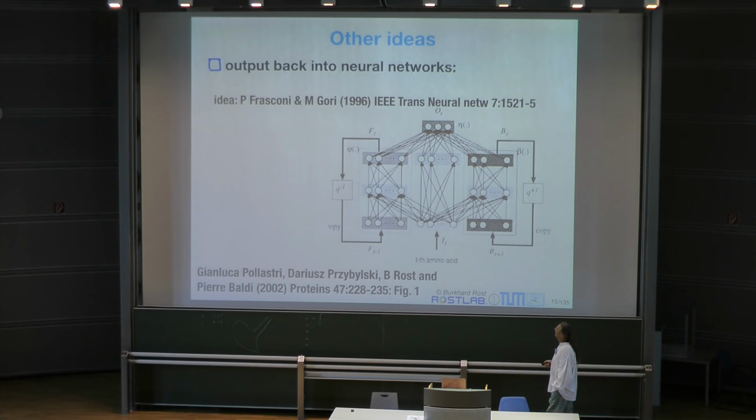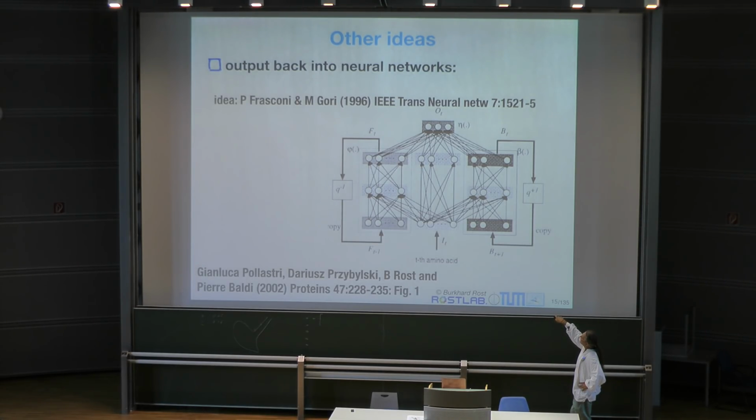Okay, so here is a slightly different way of doing it that goes back to Gianluca Pollastri. Ultimately, the idea goes back to Paolo Frasconi. This is a recurrent network that goes back into itself. In this particular case, I briefly showed it. What I showed you before is a 90-degree rotation of this image. So the output now is on top, not on the side anymore, and the input is at the bottom, not on the left side.